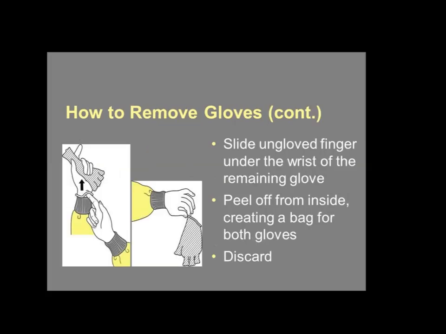On the previous slide, we talked about using one gloved hand to grasp the outside of the opposite glove near the wrist when we're removing our gloves. Pull and peel the glove away from the hand, turned inside out, and hold it in the opposite gloved hand. Now slide one or two fingers of the ungloved hand under the wrist of the remaining glove. Peel glove off from the inside, creating a bag for both gloves. Discard in the waste container.